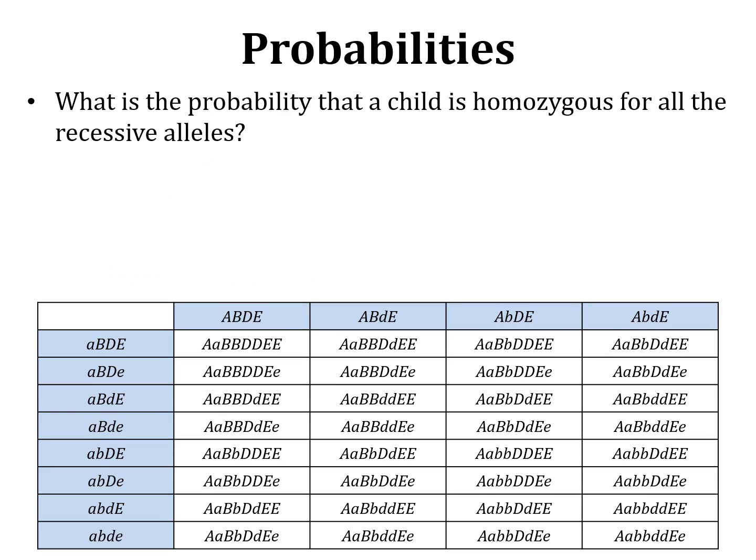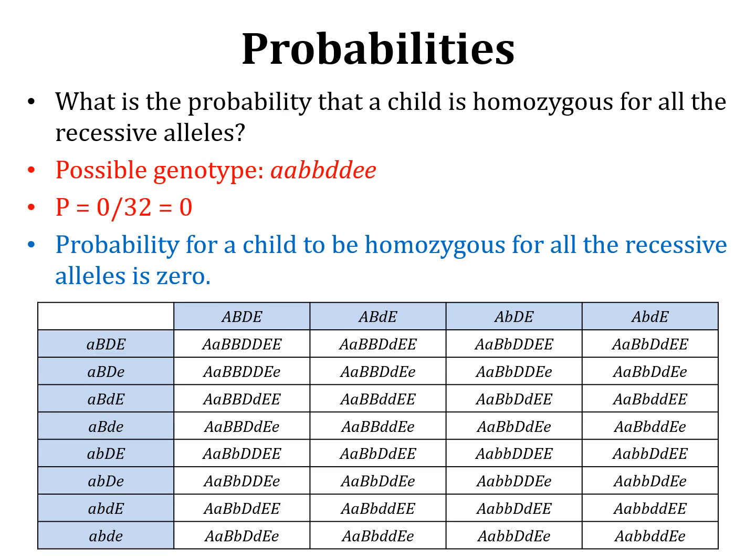The next question is, what is the probability that a child is homozygous for all the recessive alleles? So what is going to be our possible genotype in this case? This is going to be represented by the homozygous recessive alleles of all of the 4 genes. And we need to find this genotype in this cross, and we can see that there is no such genotype. So probability is 0 out of 32. So the probability for a child to be homozygous for all the recessive alleles is 0 in this specific cross, right?